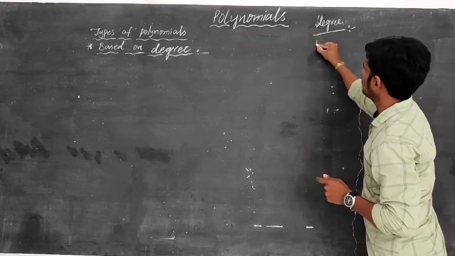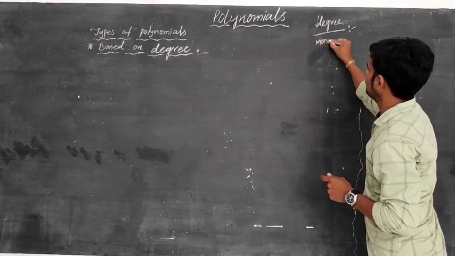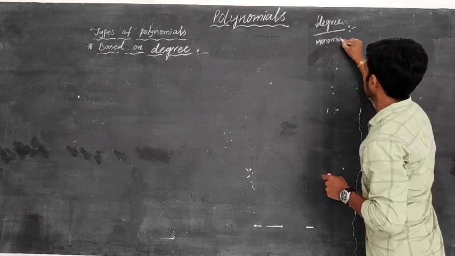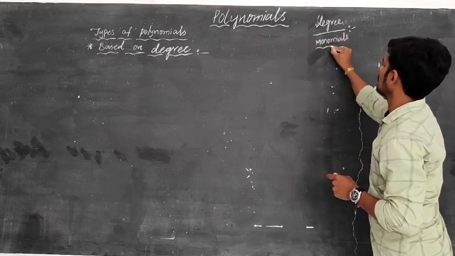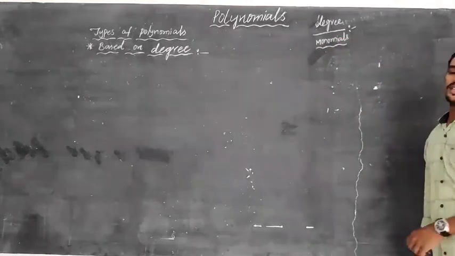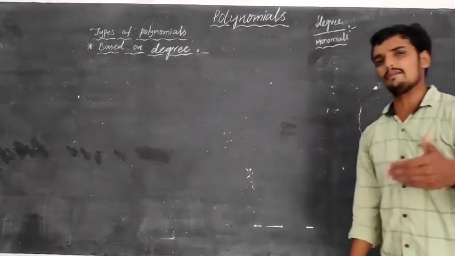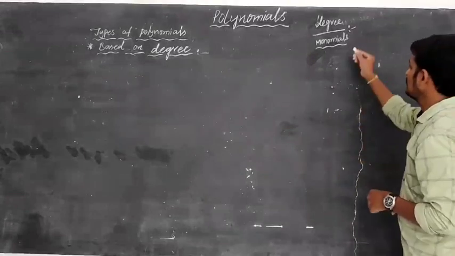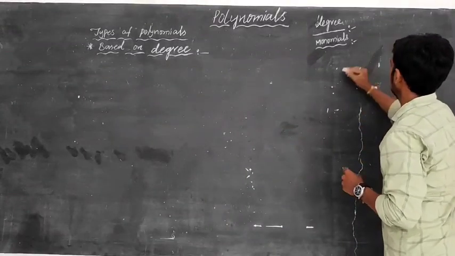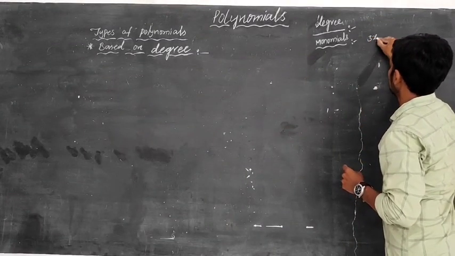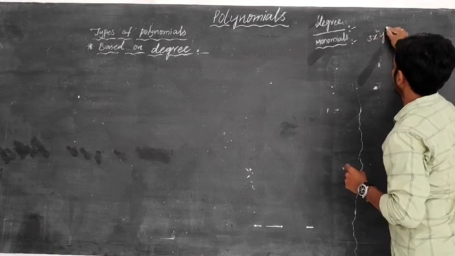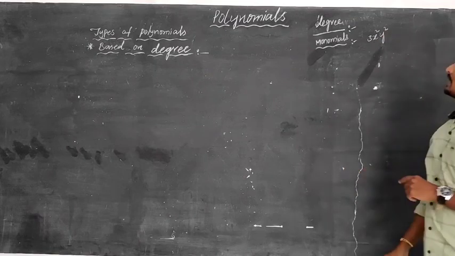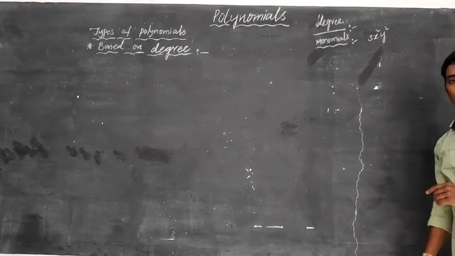First of all, degree for monomials. After that, other than monomials. That means binomials, trinomials and multinomials have the same method, but monomials have a somewhat different one. For example, I am writing a monomial 3x square y square. Is it a monomial?